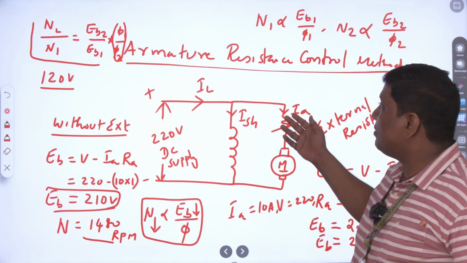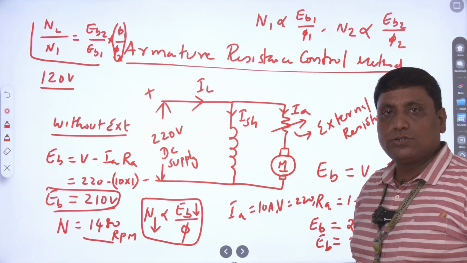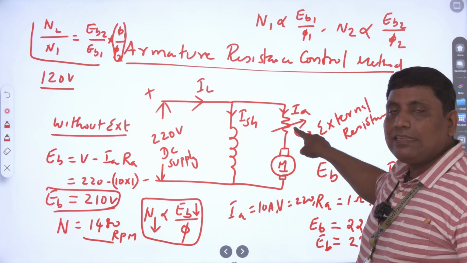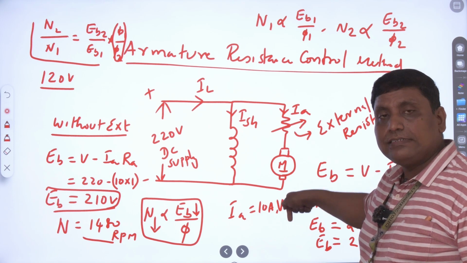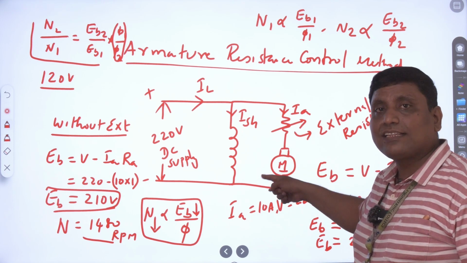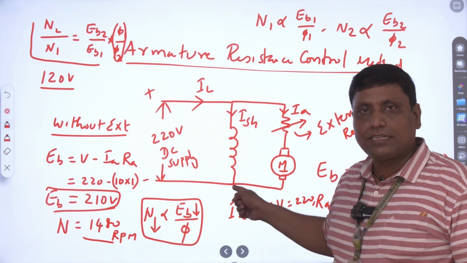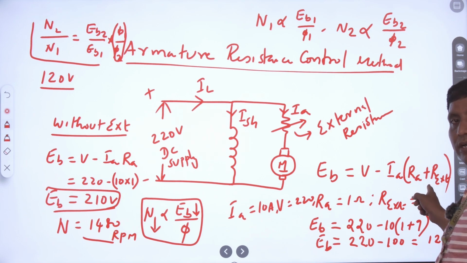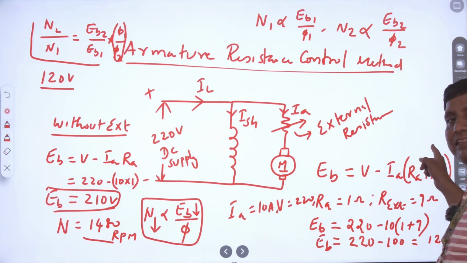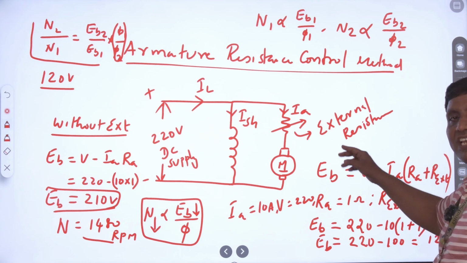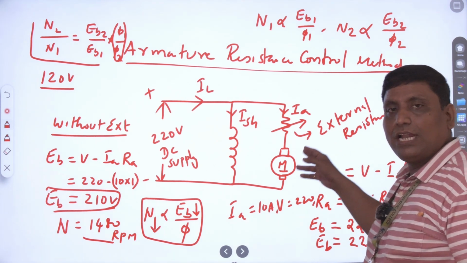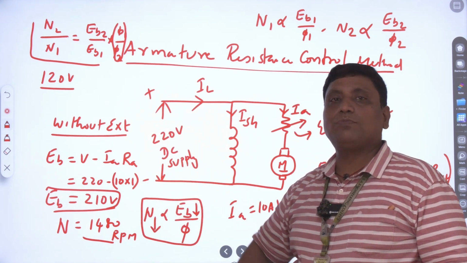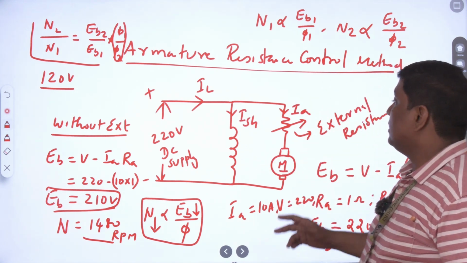So now what is meant by armature resistance control method? In armature resistance control method, if you are adding the external resistance in series with the armature, that will affect the back EMF. Why? Because the external resistance is variable, right? Keep on increasing the external resistance, the EB values keep on decreasing. So when the EB values keep on decreasing, the speed is also decreasing, because both are directly proportional.